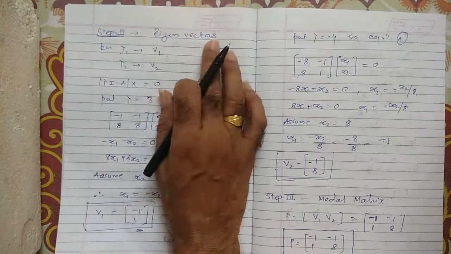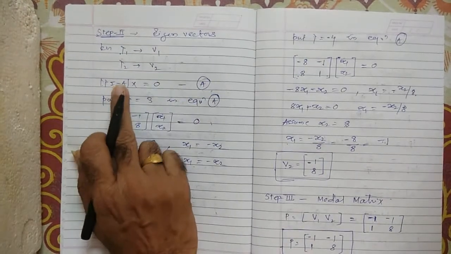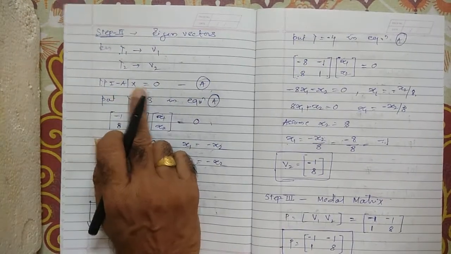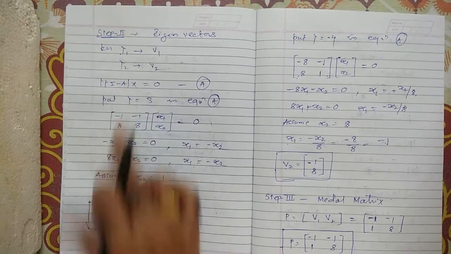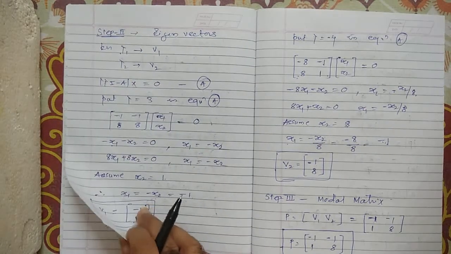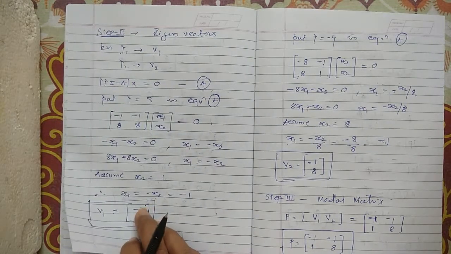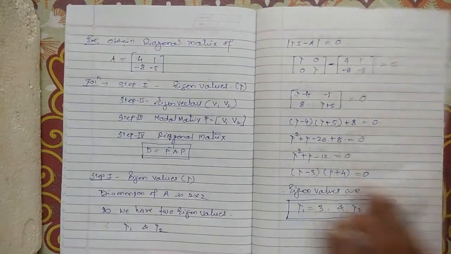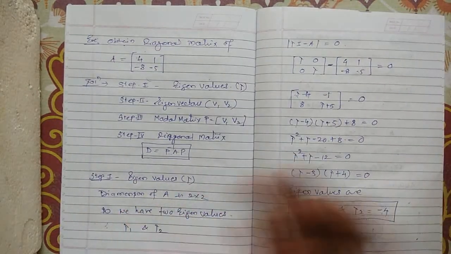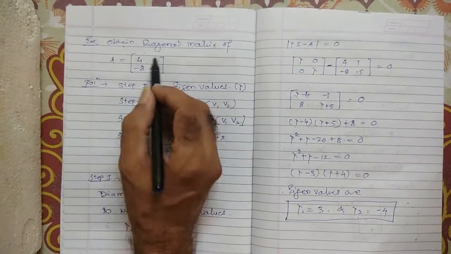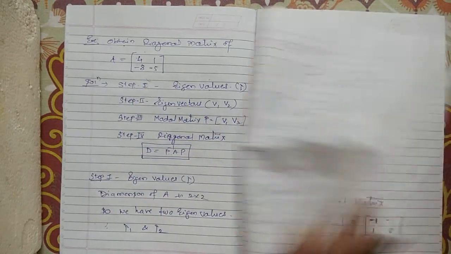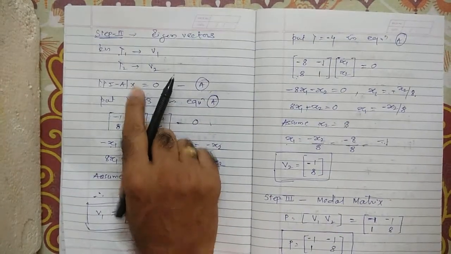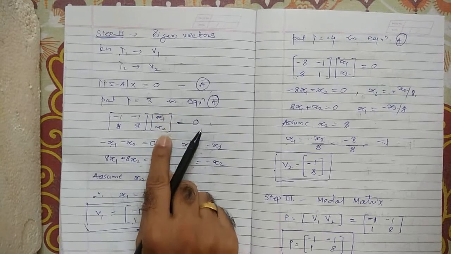What is the formula for the eigenvectors? Lambda I minus A into x equals 0. X will be x1, x2 if it is 2 by 2. X will be x1, x2, x3 if it is 3 by 3. x1, x2, x3, x4 if it is a 4 by 4 matrix. So it depends on the number of x values. Here we have a 2 by 2 matrix, so we have x1 and x2 only.